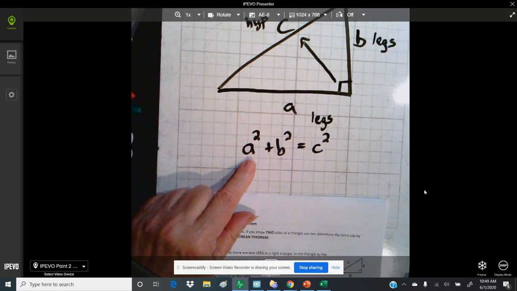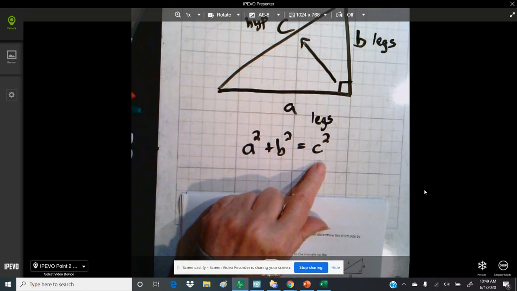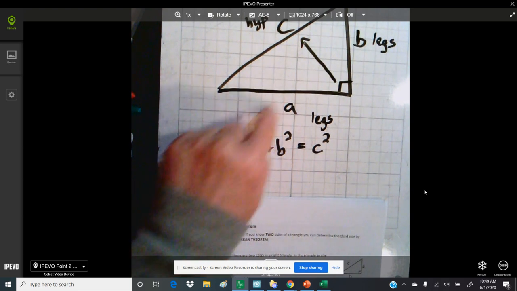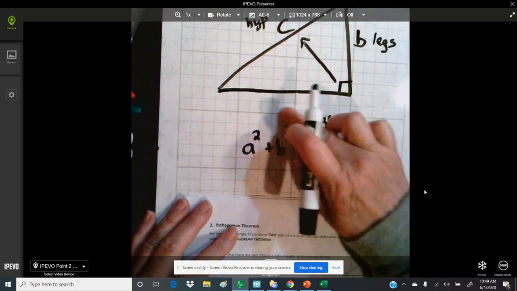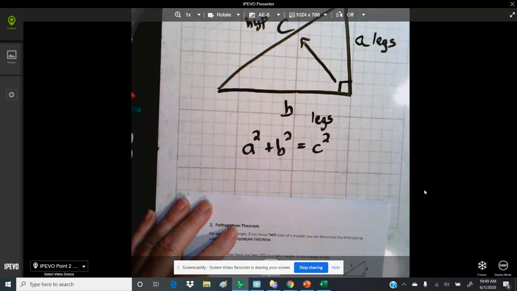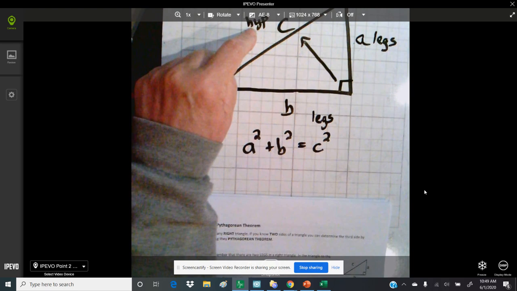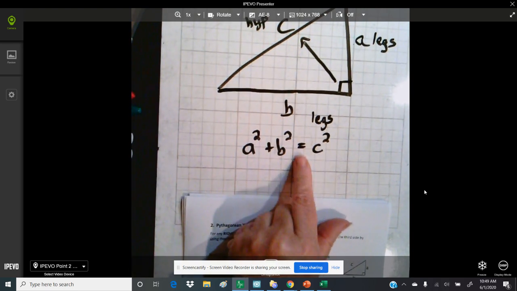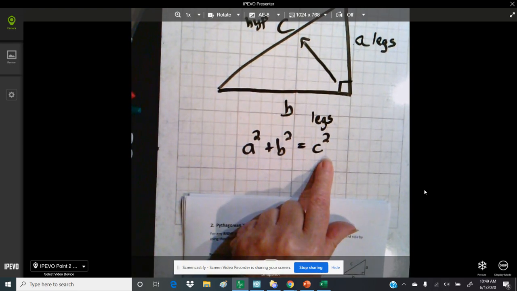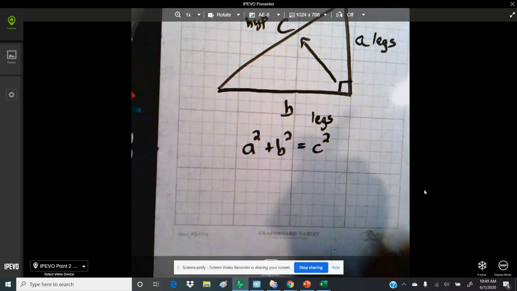So some people call this leg squared plus leg squared equals hypotenuse squared, because it doesn't really matter which side I call A and B. I could just as easily call this side B and this side A, and it's not going to mess up your calculations at all. As long as you don't confuse C, because C is always the one that's on the other side of the equal sign. So let's just take up some example.